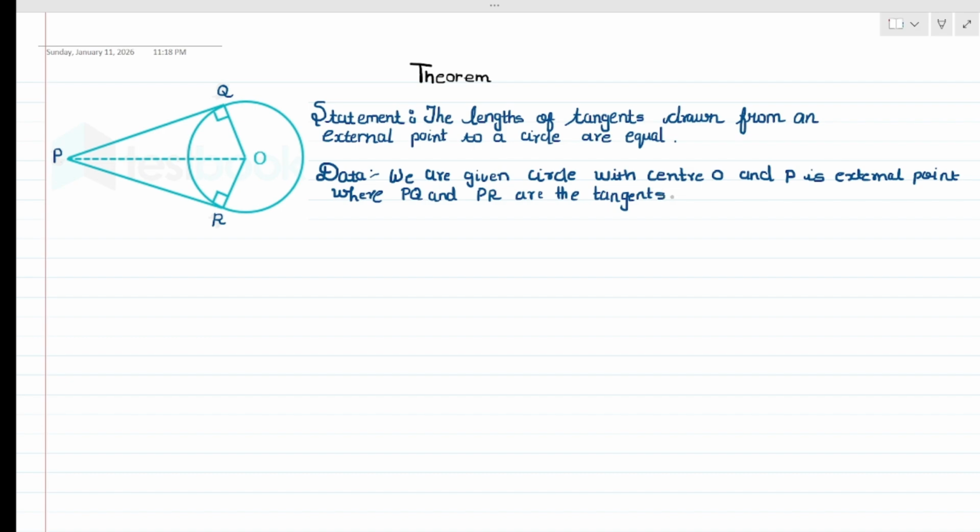You are done with the data. Now, next is to prove. That means the thing which we need to prove. As we have said earlier in the statement, the lengths of tangents are equal. That means we need to prove that PQ is equal to PR. So, for to prove, you will write PQ is equal to PR.